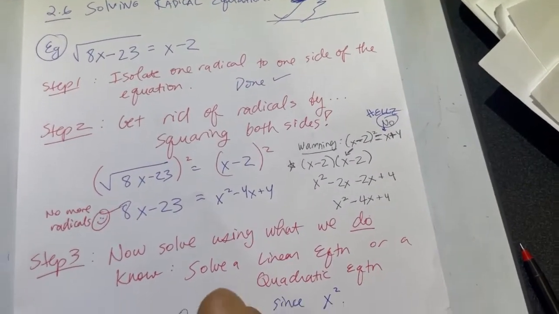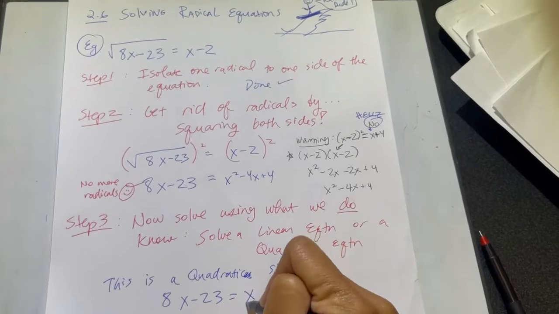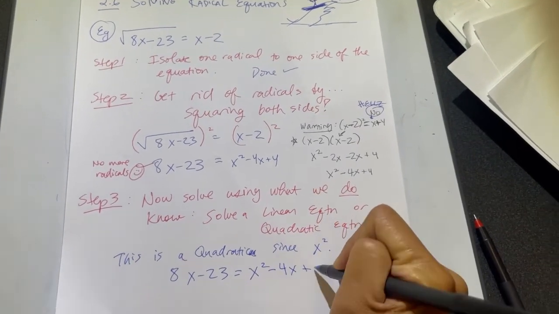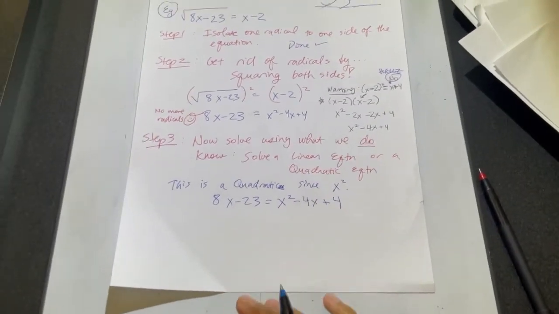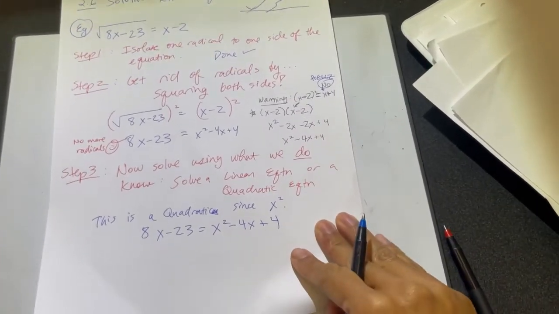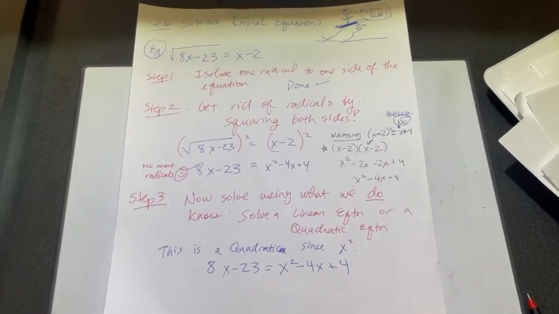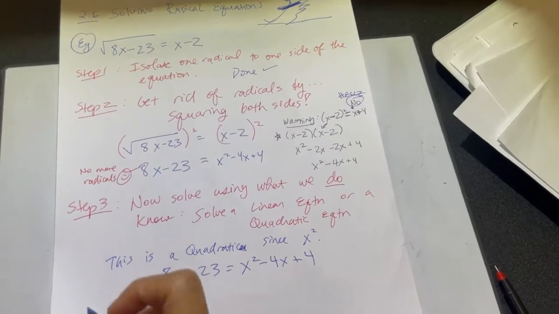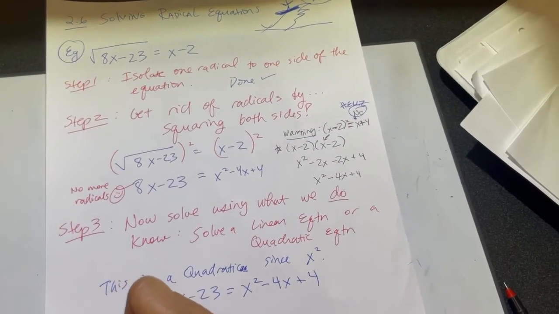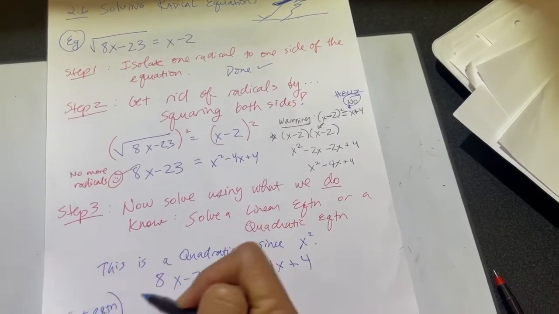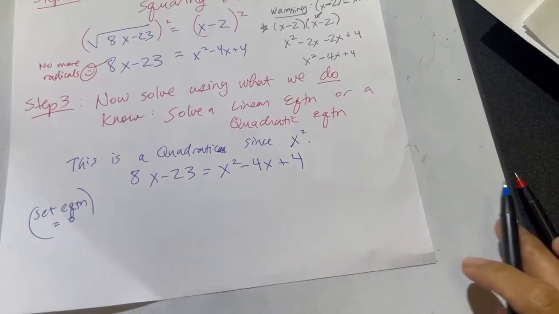So 8x minus 23, and this is where, you remember I told you math flows into each other, right? So now we're going to set the equation equal to 0. Set equation equal to 0. How do I set this equation equal to 0? What do I do?